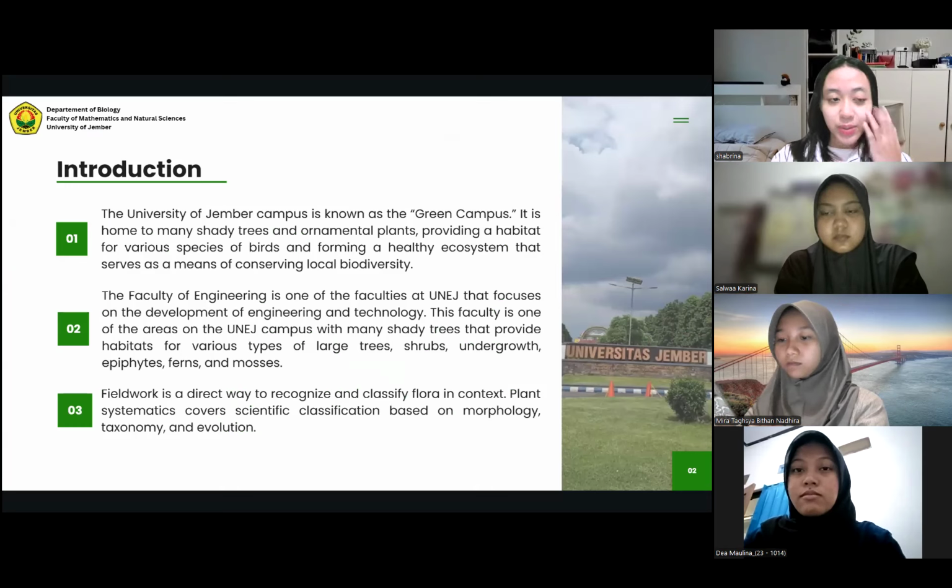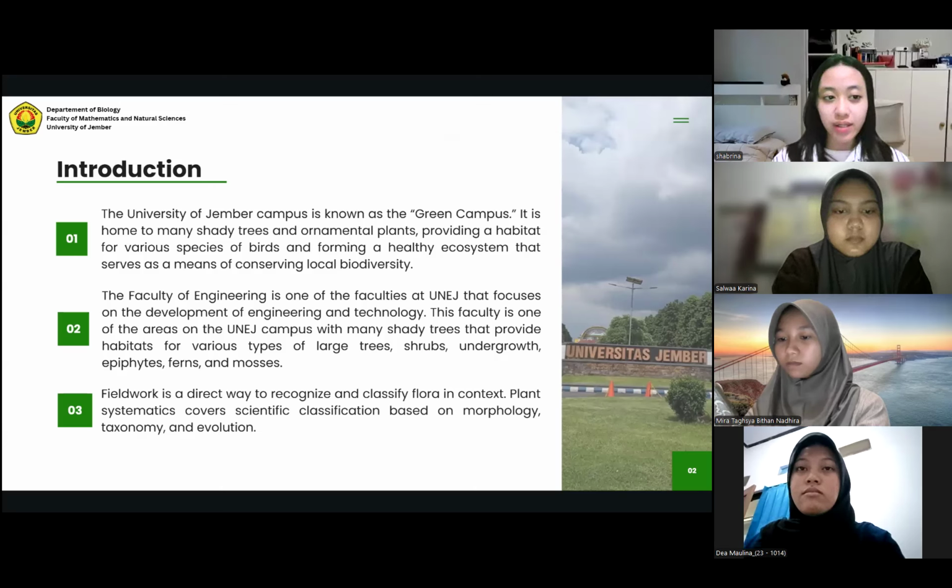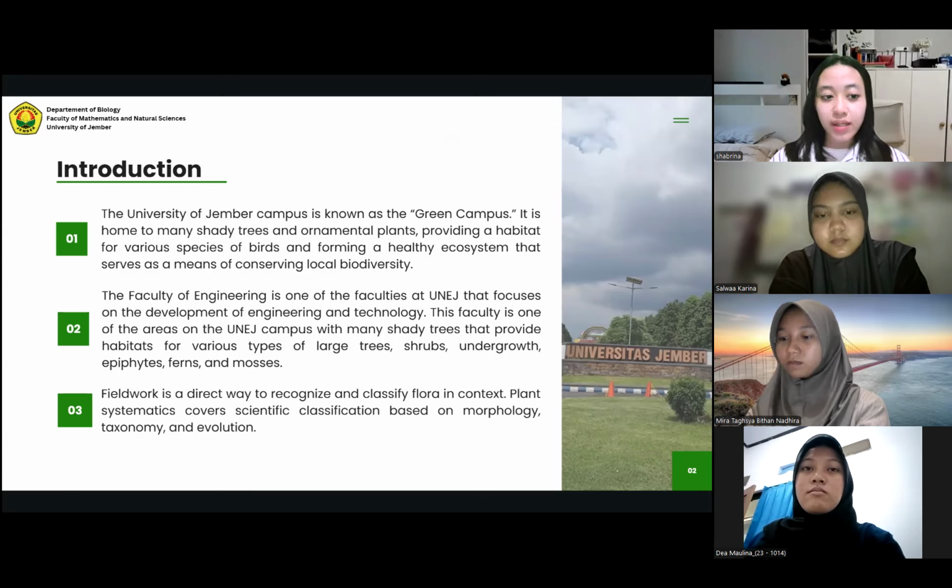Okay, for the first is introduction. The University of Jember campus is known as the Green Campus. It is home to many shady trees and ornamental plants, providing a habitat for various species of birds and forming a healthy ecosystem that serves as a means of conserving local biodiversity.